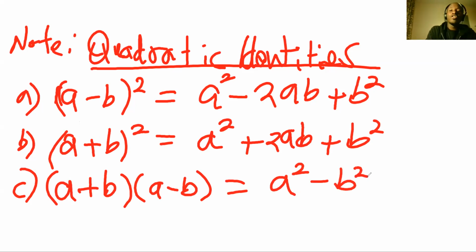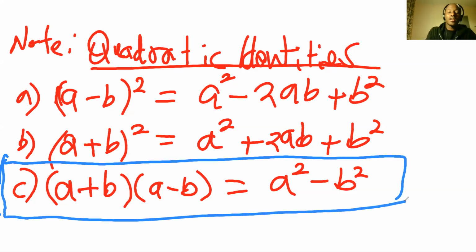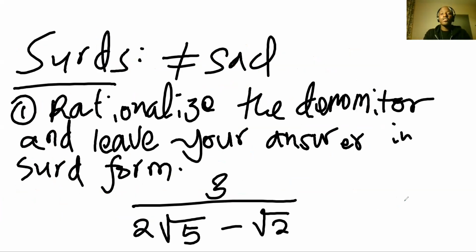So this is going to be one of the most commonly used quadratic identities. Anytime you are dealing with surds, always remember this identity: A plus B times A minus B is just A squared minus B squared. So we can go back and look at our question. Rationalize the denominator and leave your answer in surd form.